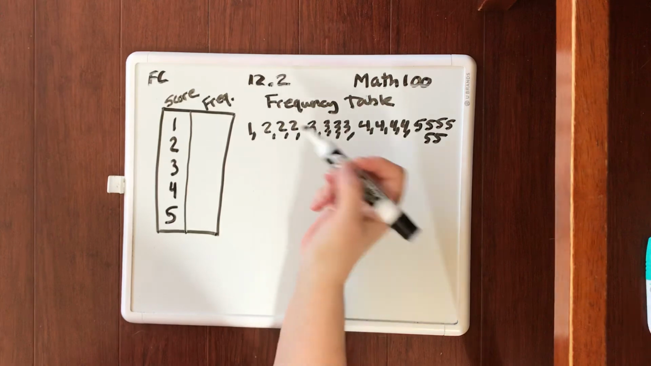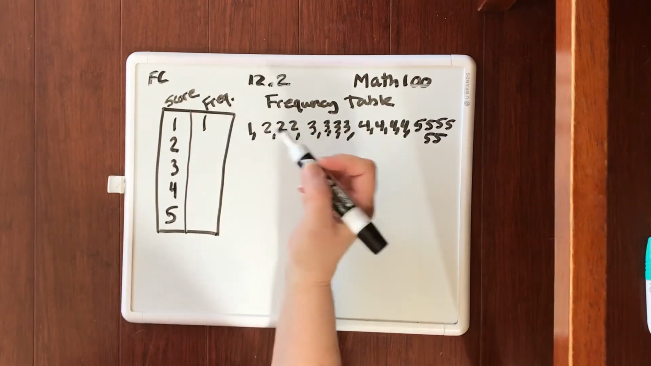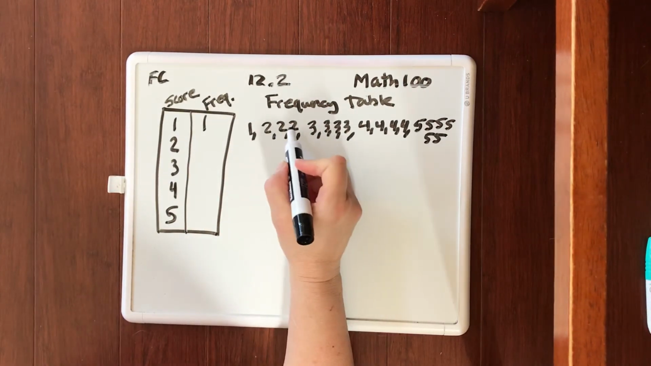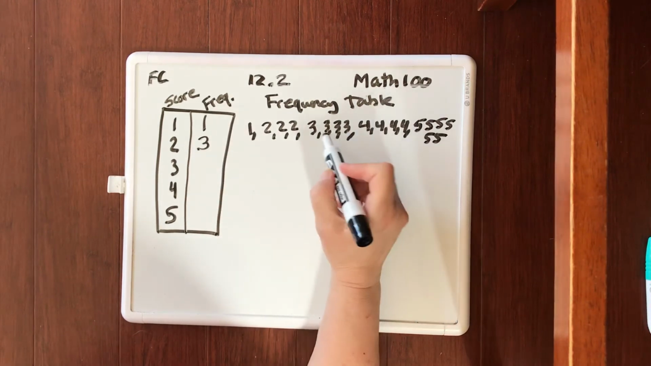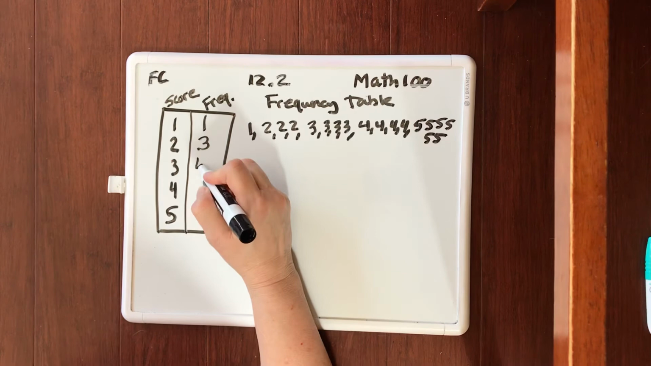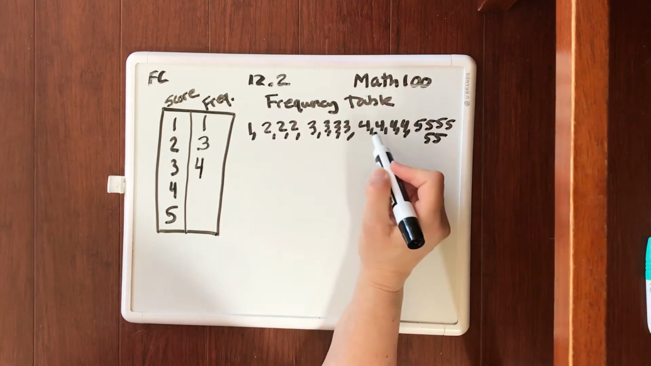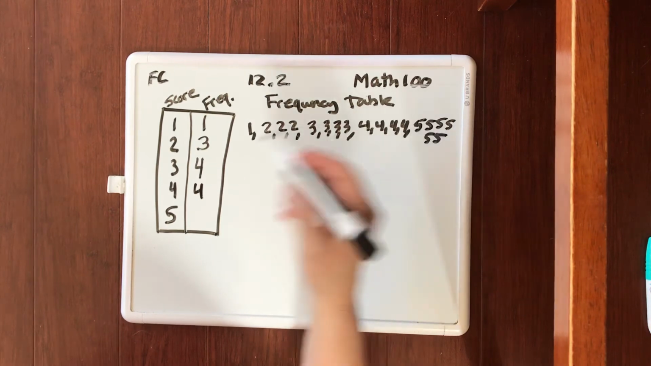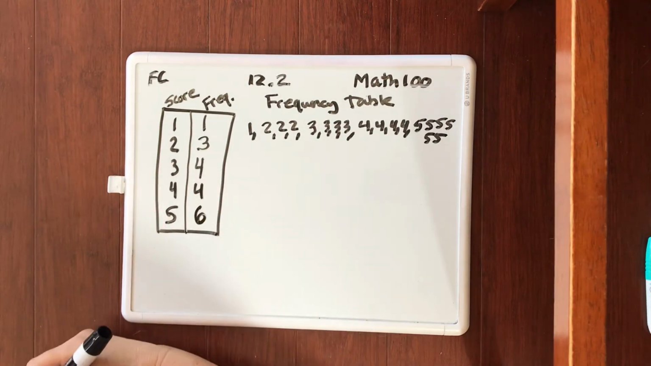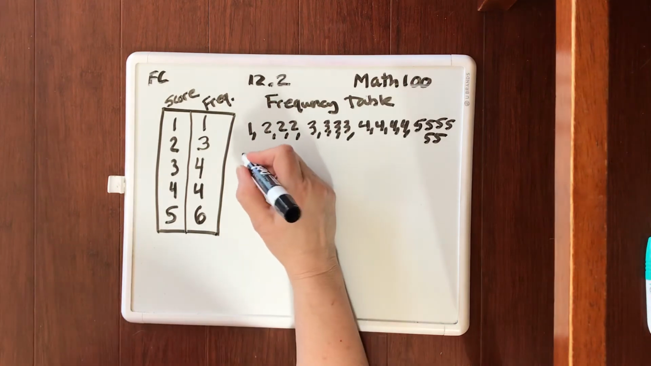Okay, now how many people got 1? 1 person did. How many people got a score of 2? 3 people did, so we put a 3 there for frequency. How many people got a 3? 4 people did. How many people got a 4? 4 people did. And how many people got a 5? 6 people did. Okay, now this makes it easier to find the mean.